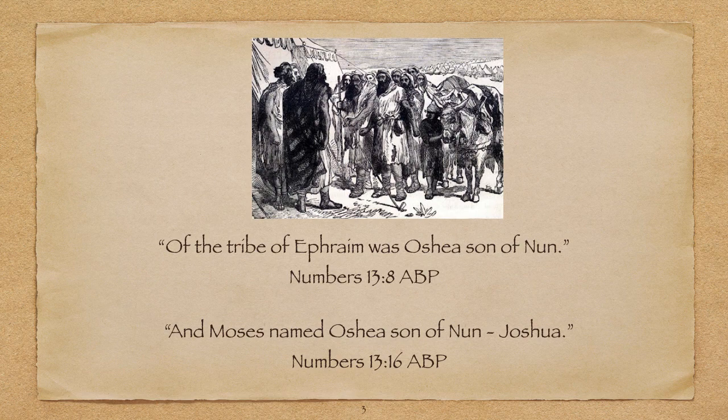The first mention of the man who was to be called Joshua is in Numbers 13:8, where it says, "Of the tribe of Ephraim was Hoshea, son of Nun." A few verses down in Numbers 13:16, it says, "And Moses named Hoshea, son of Nun, Joshua."